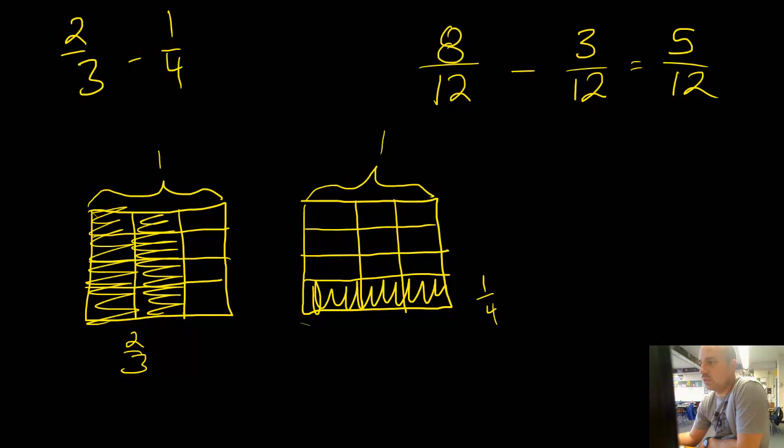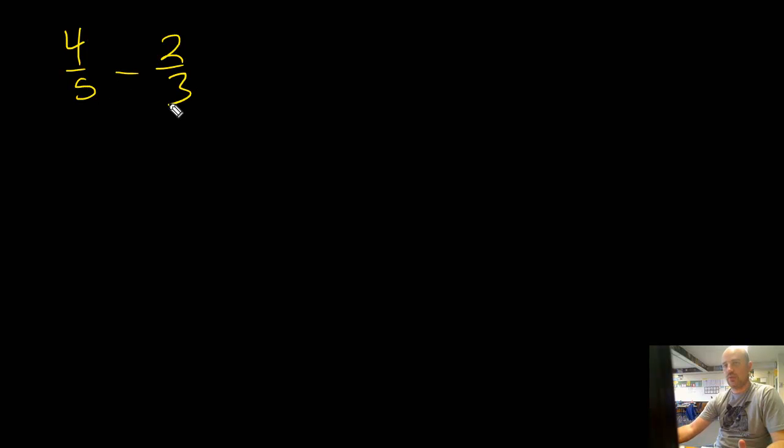And I want to go ahead and once again cross off. I'm taking these 3 away. These 1, 2, 3 right here. So I'm going to cross off 3 of them. 1, 2, and 3. Then I'm left with 1, 2, 3, 4, and 5. So everything is looking pretty good. Let's just do one more, and we're done. This is maybe the fastest video ever. Best video ever. 4/5 minus 2/3.